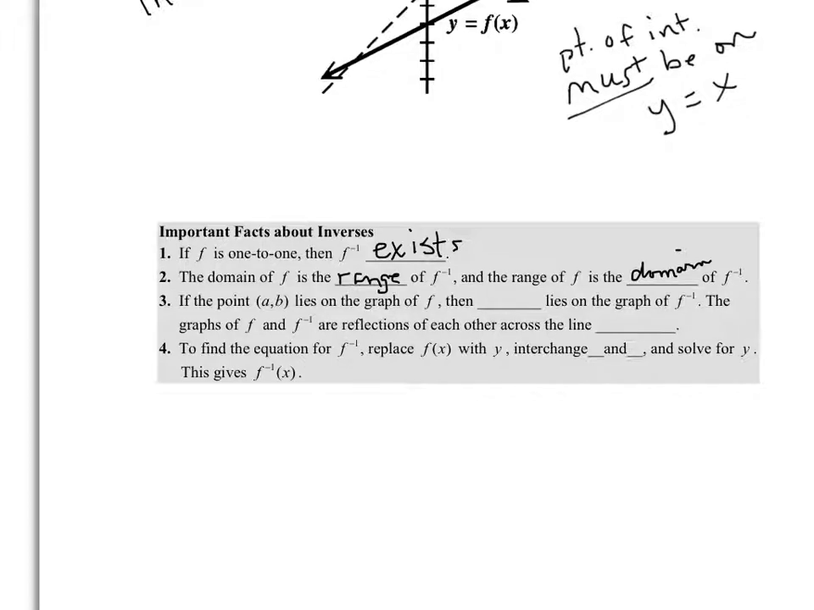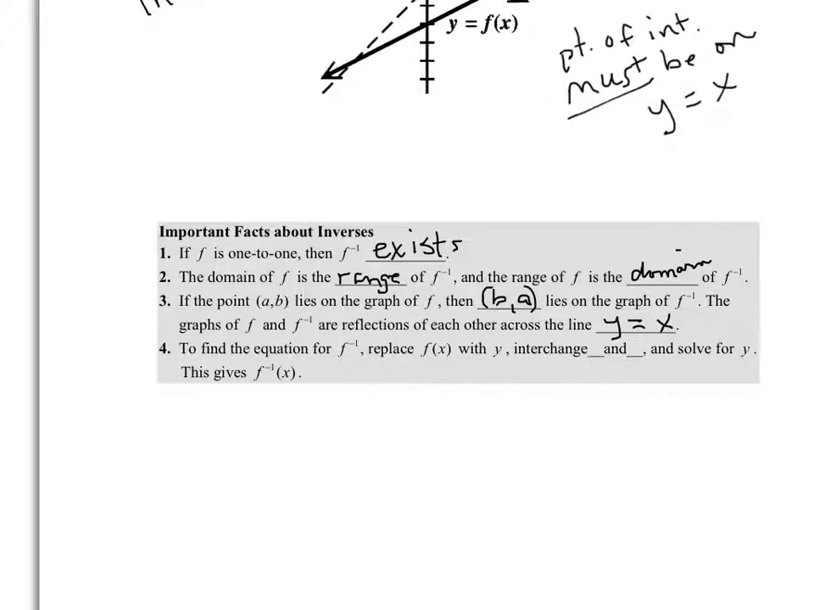Now, if the point (a, b) is on the graph of the original function f, then that means the ordered pair (b, a) would lie on the inverse. And the graphs of f and f inverse are reflections of each other across the line y equals x. Very important to remember that.